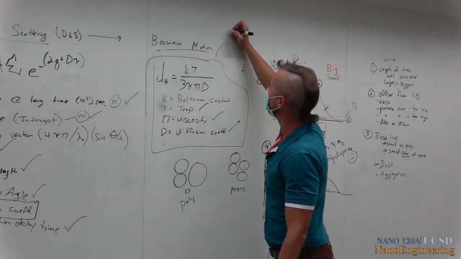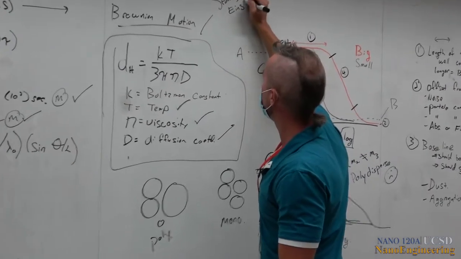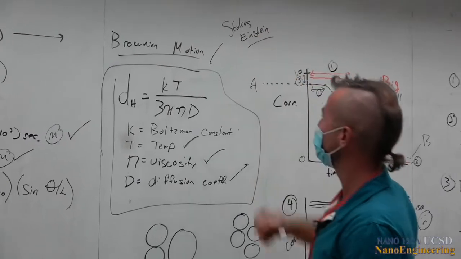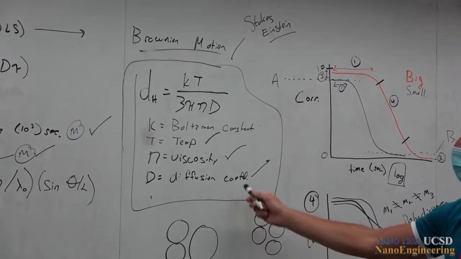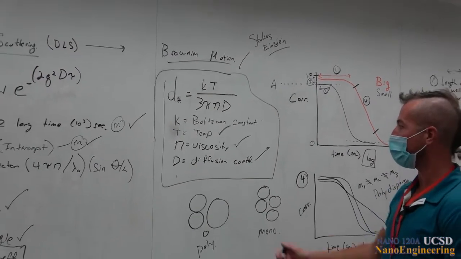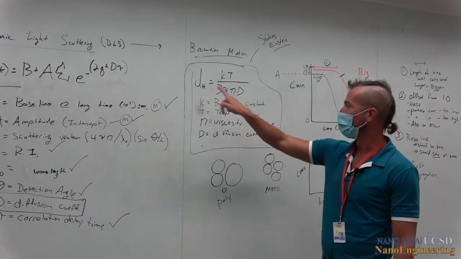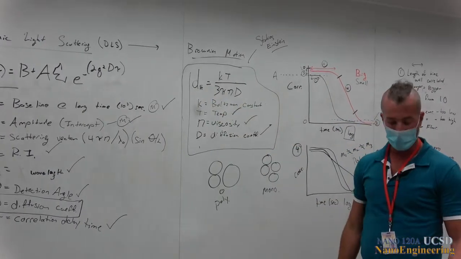I don't know if I told you this. This is called the Stokes-Einstein equation. I have measured my diffusion coefficient using correlation techniques. I know the viscosity, I know the temperature, I know Boltzmann's constant, and therefore I can calculate my hydrodynamic radius.